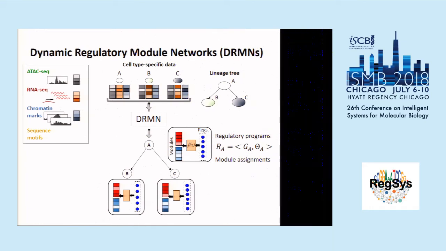Dynamic regulatory module networks are a multi-cell type version of RMNs that infer regulatory programs for multiple related cell types organized on a lineage tree. To do this, we introduce another set of parameters, the transition matrices, which describe the dynamics of how genes move between expression modules between different cell types arranged on this lineage tree. We use these parameters as priors in learning the regulatory networks and the module assignments. And we do the learning of all of these networks simultaneously with an expectation maximization algorithm.